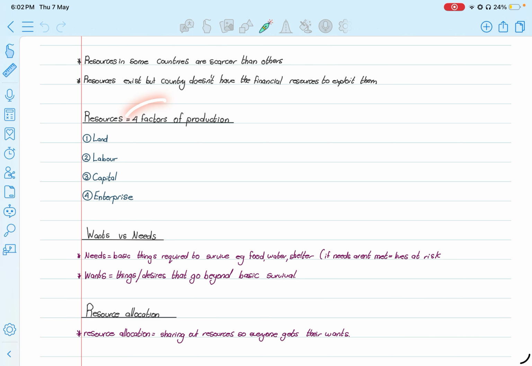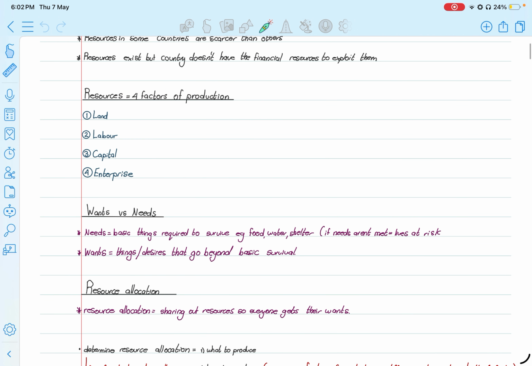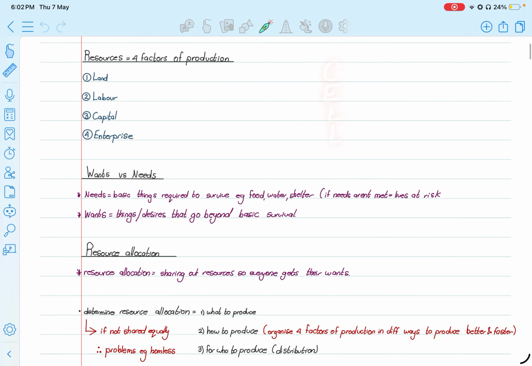The four factors of production: land, labor, capital, enterprise. A nice mnemonic for this is sell. So do with that as you will.